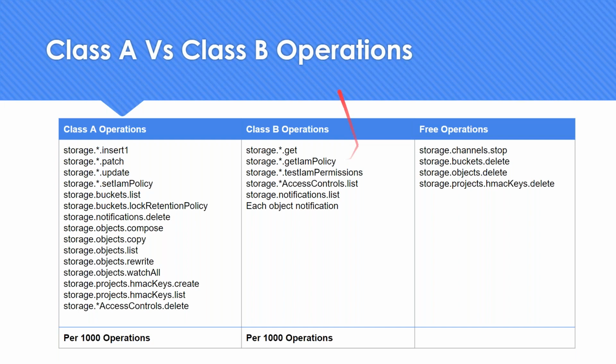Class B, most of the operations are read operations, and there are a few operations which are totally free, meaning deleting a bucket is not going to be charged. Deleting an object, you are not going to be charged. So these are things. Now you may have, even I had the same doubt. Storage.objects.get, it is a download operation, right? Then what was that which we saw in the previous slide?